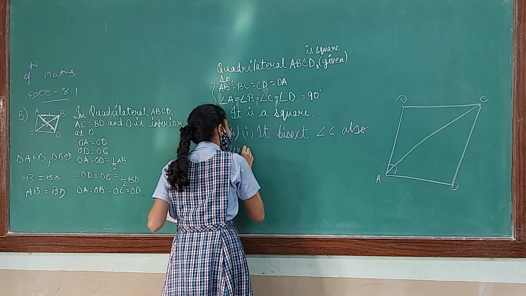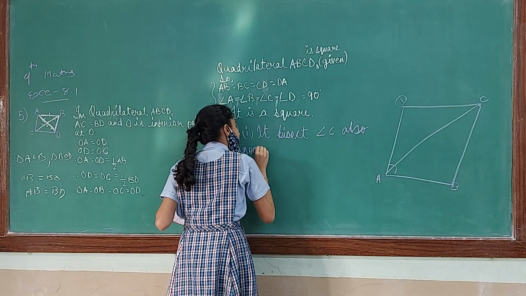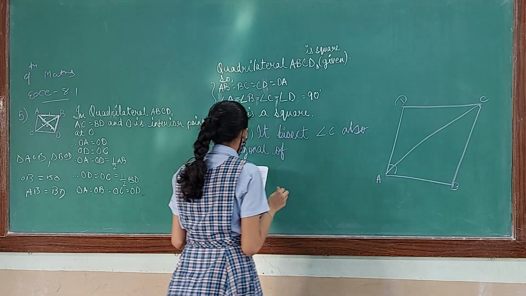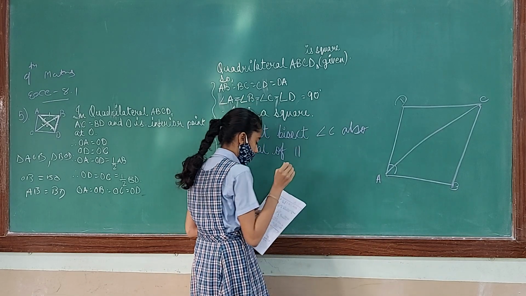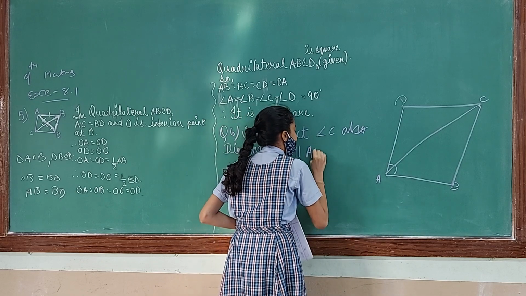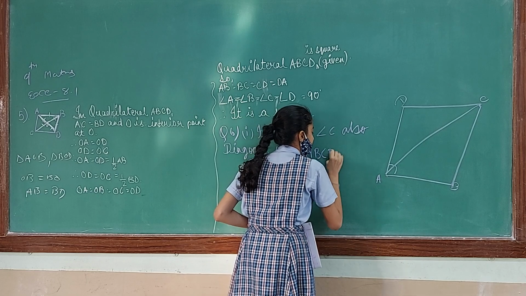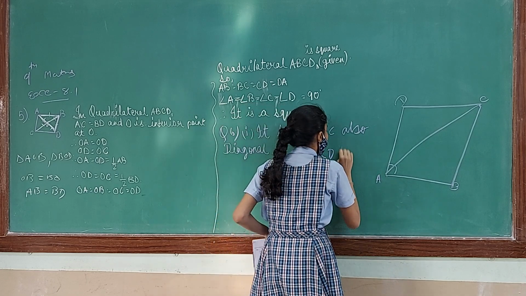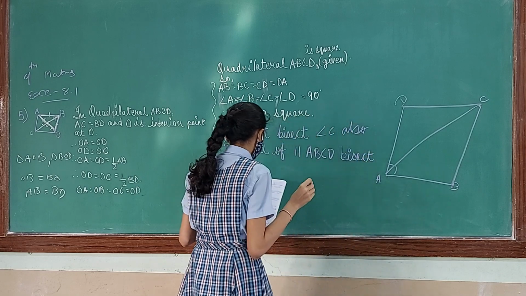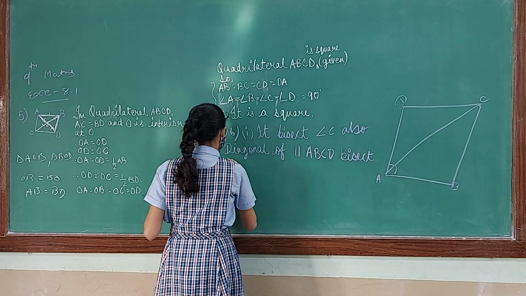So ABCD is a quadrilateral. In the question it is given. That question we have to solve in 2 parts. First, we have to prove that if the diagonal bisects angle A into 2 equal parts, then it also bisects angle C.